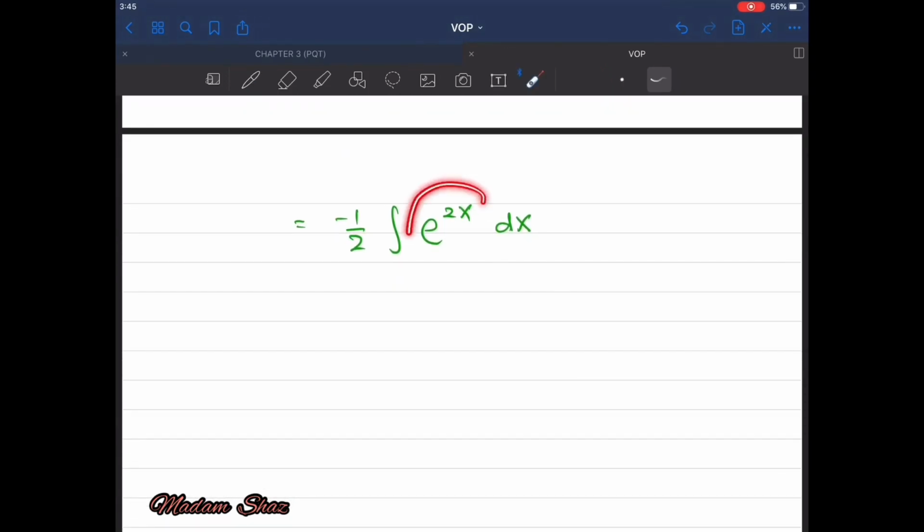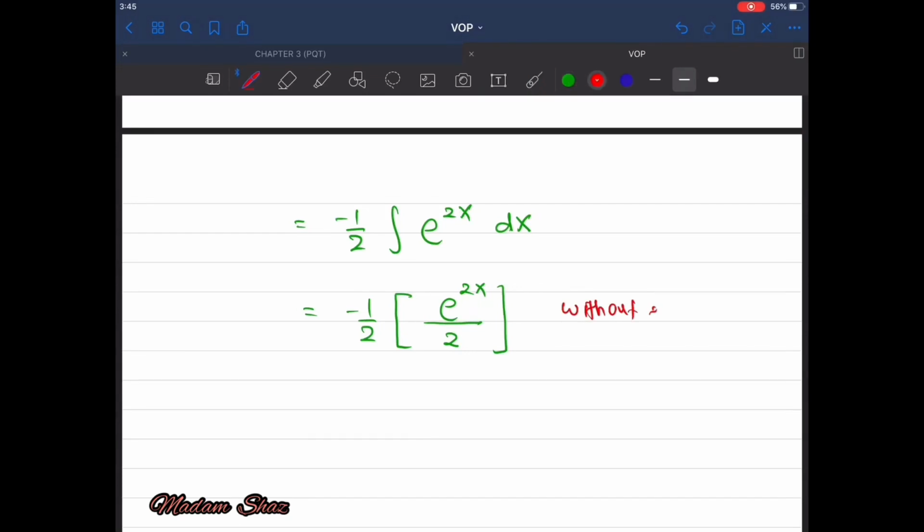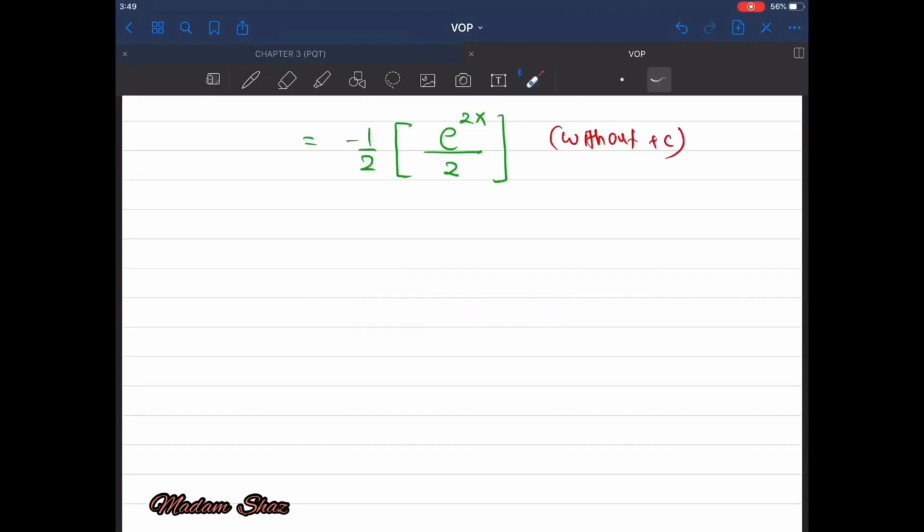Integrating exponent 2x becomes negative 1 over 2 exponent positive 2x divided by 2, because we differentiate the power and put it at the bottom. Same thing, this one without plus c. This can be simplified more: negative 1 over 2 multiplied inside becomes negative 1 over 4 exponent 2x.